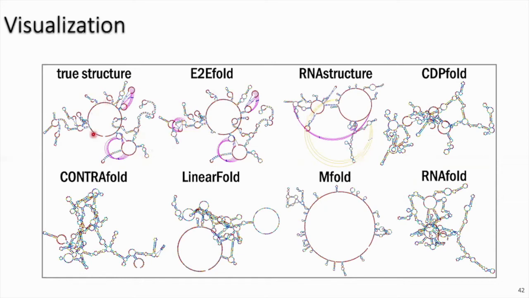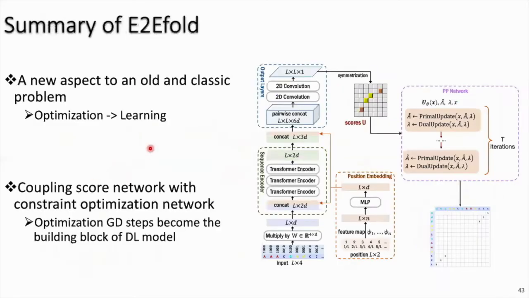So for this project, we solved one of the oldest problems in bioinformatics from the learning aspect. We propose an integrated network which has the constraints embedded in the architecture, so that we can solve this problem efficiently and accurately.